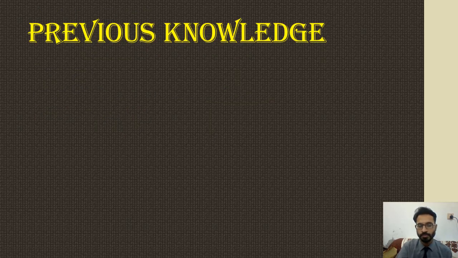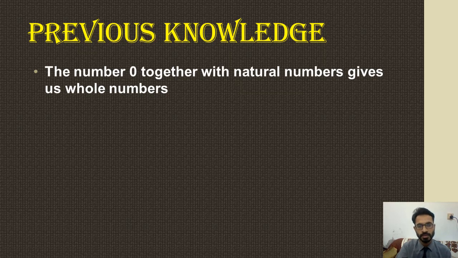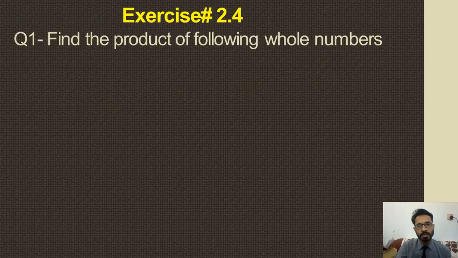Previous knowledge. In previous lecture we have learned the definition of whole number. The definition of whole number is the number 0 together with the natural numbers gives us whole numbers. And this is the tabular form of whole numbers. Now we start exercise 2.4.